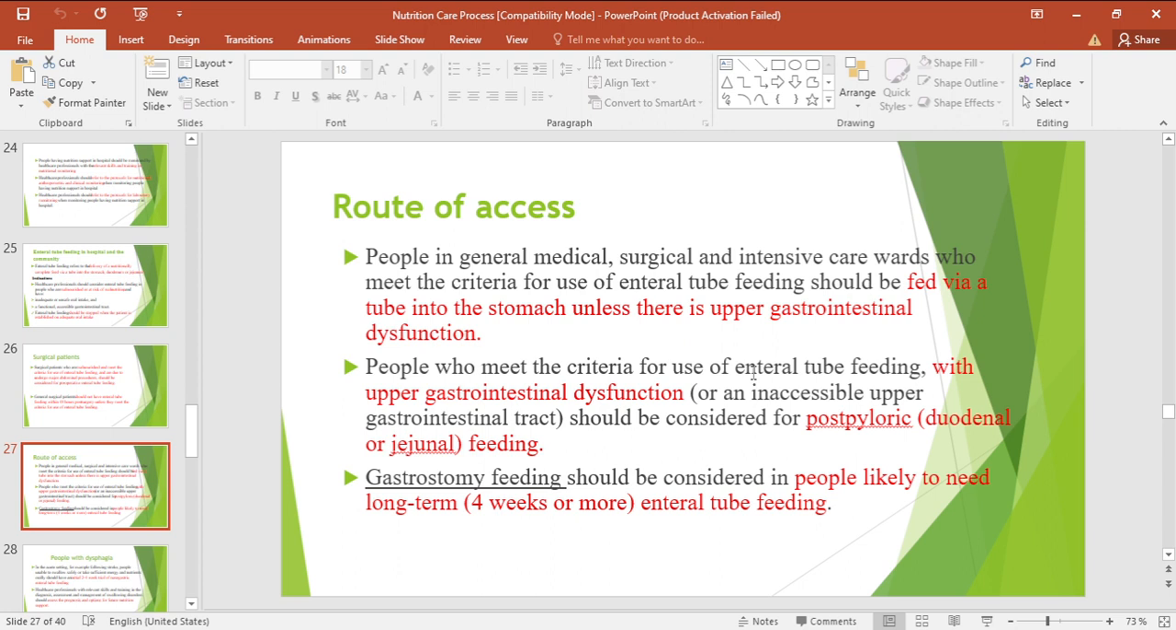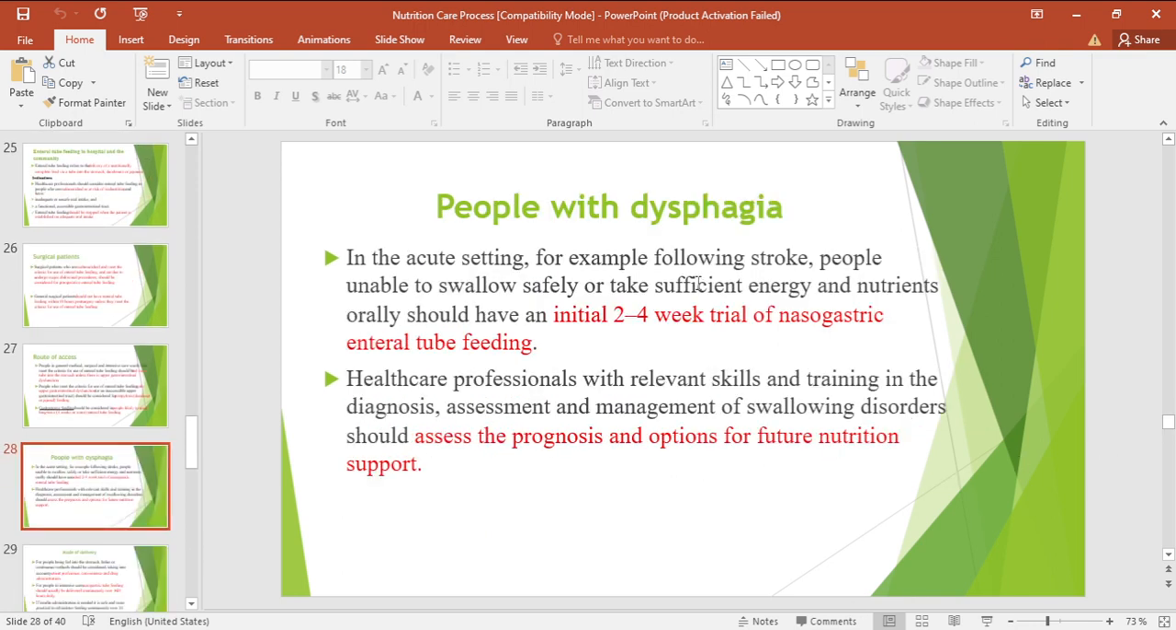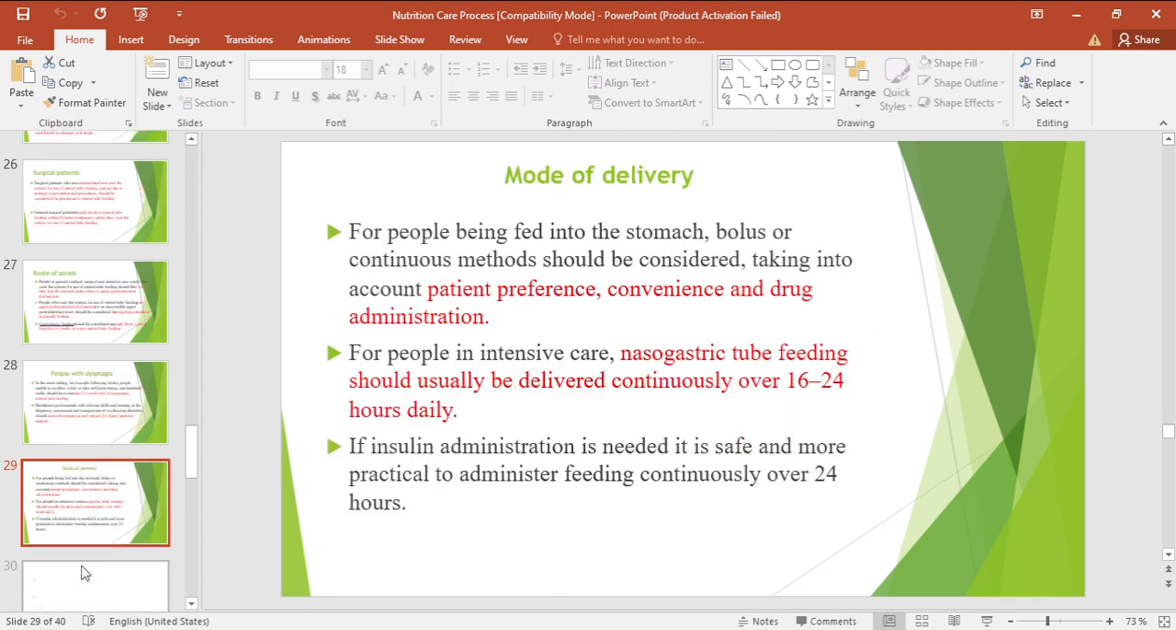Gastrostomy feeding. This should be considered in people that are likely to need long-term, that is about 4 weeks or more, enteral feeding. People with dysphagia, this is impaired swallowing. The patient cannot swallow safely or take sufficient energy and nutrients orally. They should have at least a 2 to 4 week trial of nasogastric enteral tube feeding. And this should be conducted by trained health professionals.